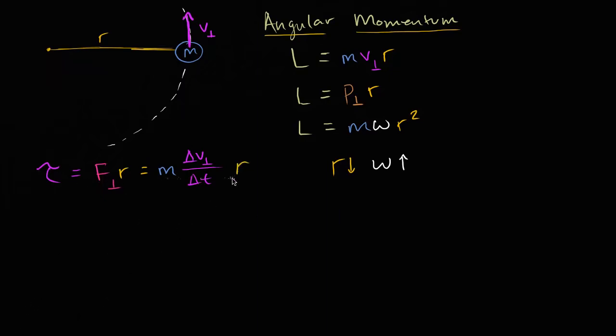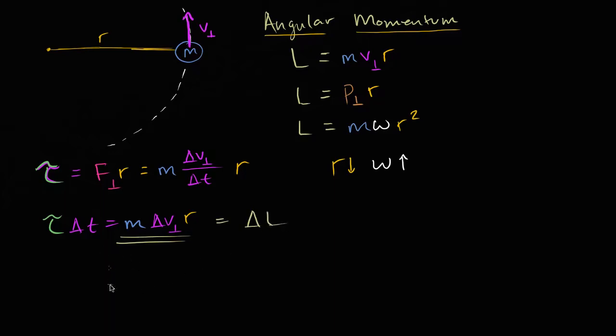Now, if we multiply both sides of this times delta t, and actually let me do tau in a different color, we do torque in green, we get torque times delta t is equal to mass times delta v in that perpendicular direction times r. Well, what's this thing going to be? Well, that's just change in angular momentum. So this is just going to be change in angular momentum.